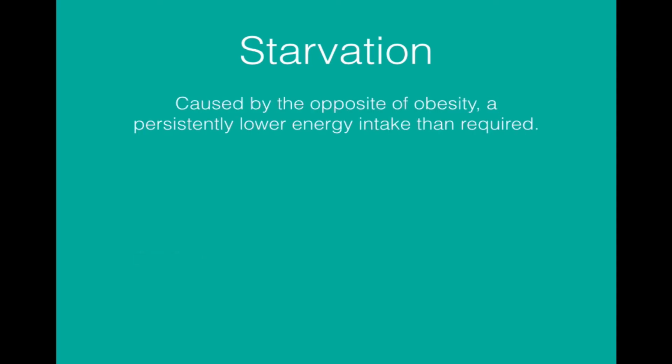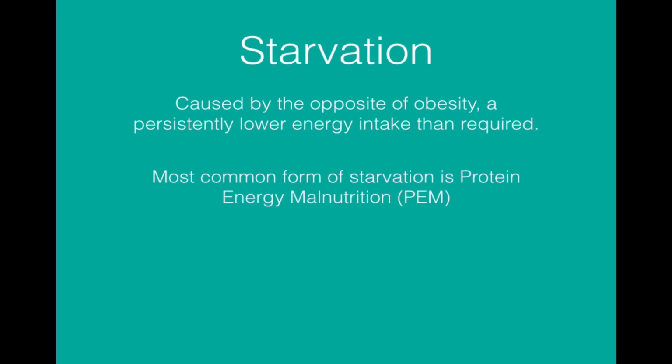Starvation, sort of the opposite side of the spectrum, is caused by persistently lower energy intake than required. So a person who doesn't get enough energy to maintain their basal metabolic rate, and any activity they might carry out, will slowly starve. They will start using up their body tissue to get the energy. The most common form of starvation is protein energy malnutrition, or PEM. Examples are kwashiorkor and marasmus, which are generally found in sub-Saharan Africa, and particularly in children.